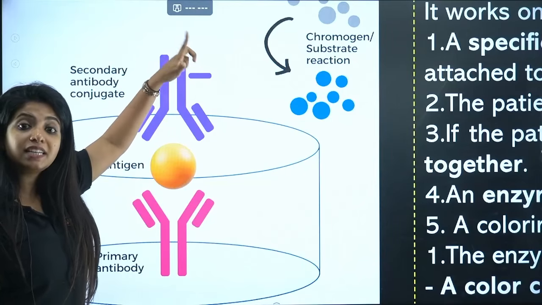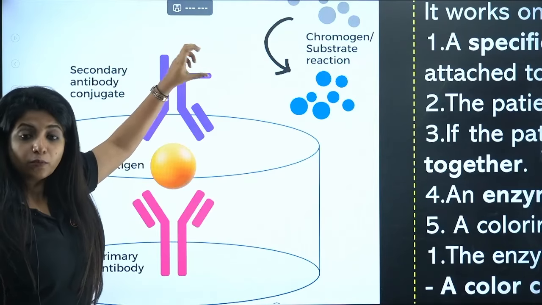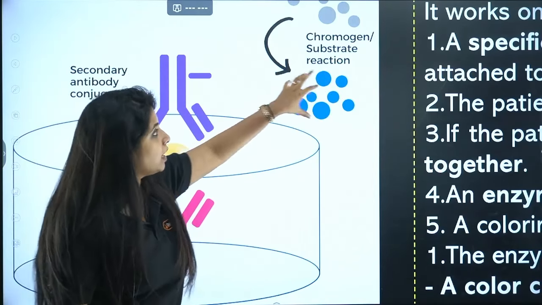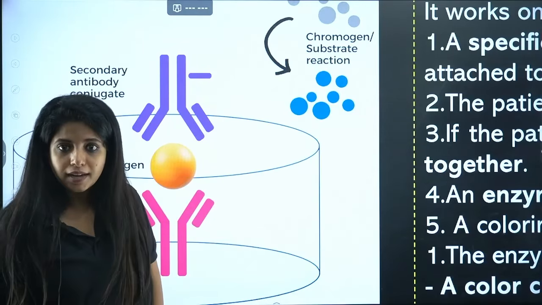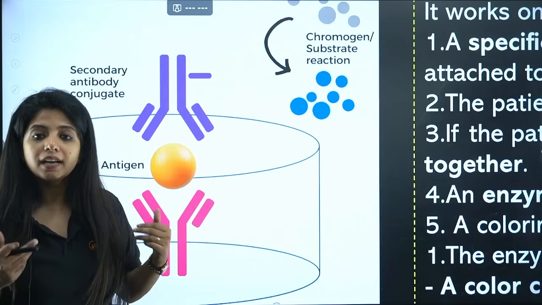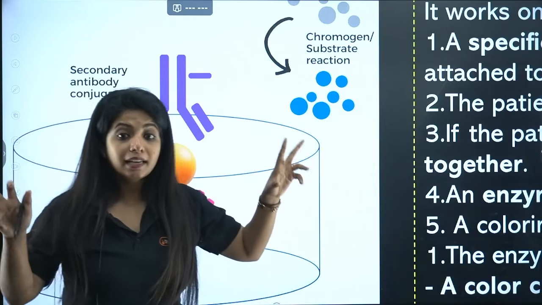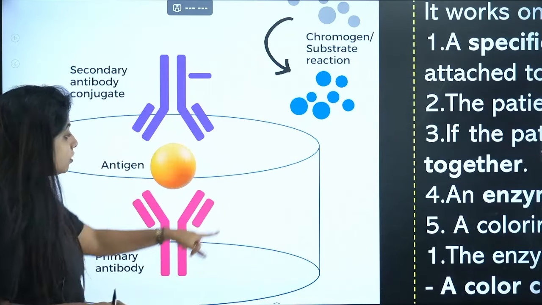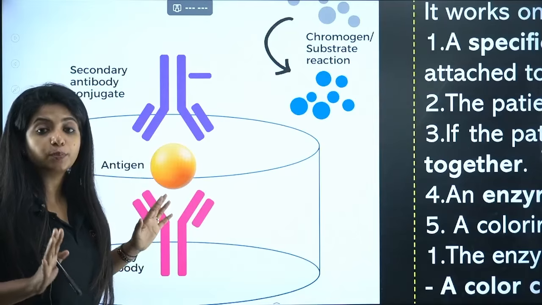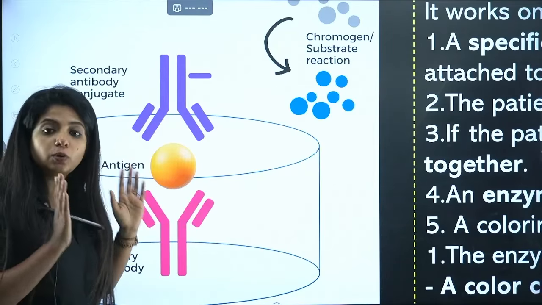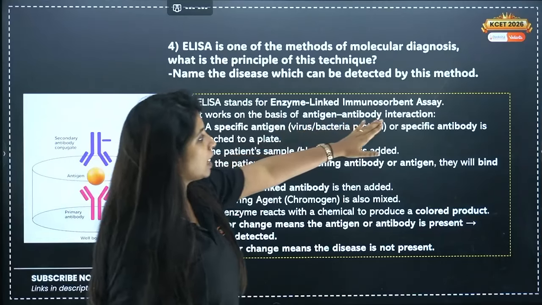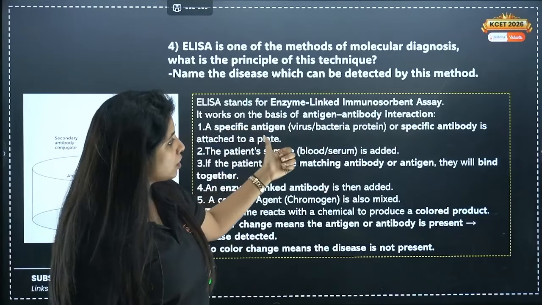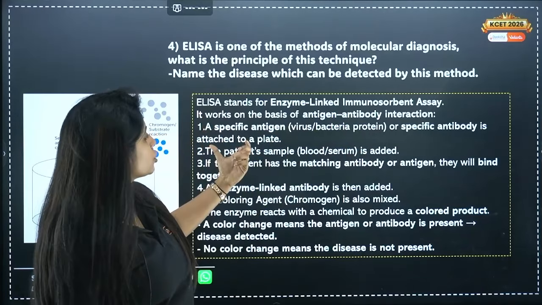This antibody is linked to certain enzymes. Okay, what does this enzyme do? Basically, when I add a chromogen or coloring substance, this enzyme gives another color. It changes its color, indicating that yes, the interaction is properly occurring, and that this particular person has what? AIDS. So it totally depends on antigen antibody binding. It works on the basis of antigen antibody interaction. A specific antigen or specific antibody is attached to a plate.